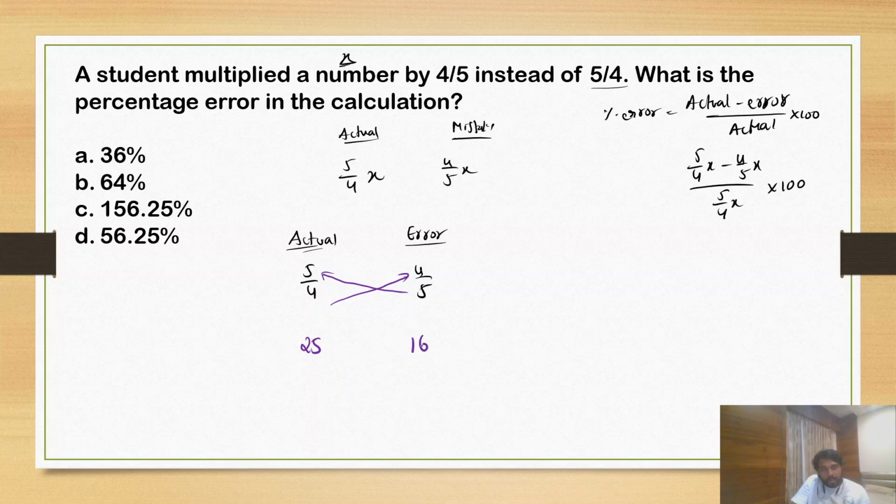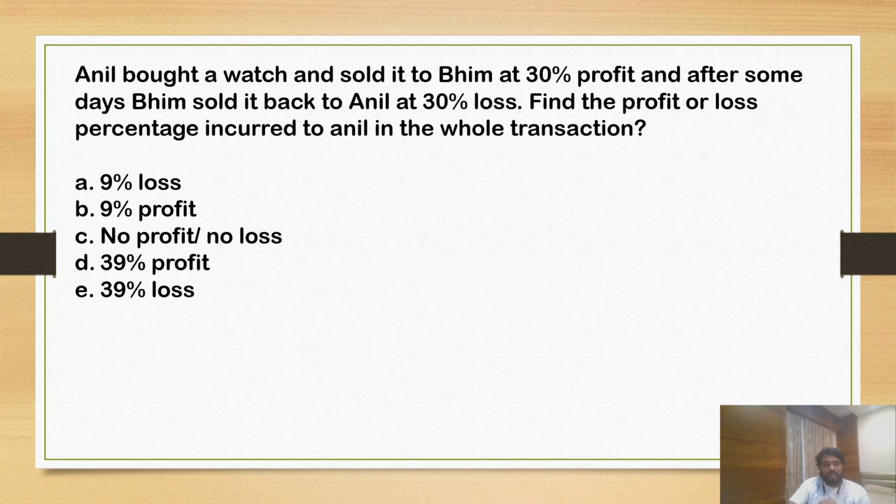Instead, you got 4 fours are 16. So what is the difference? Actual minus error is 9, out of actual 25, into 100. I'm applying the same formula. So 25 ones are 25, and 9 fours are 36%. This is nothing but the percentage error. Okay, let us move to the next question.